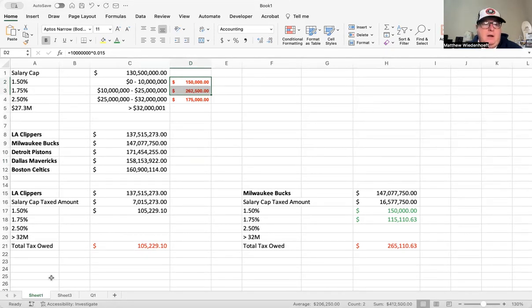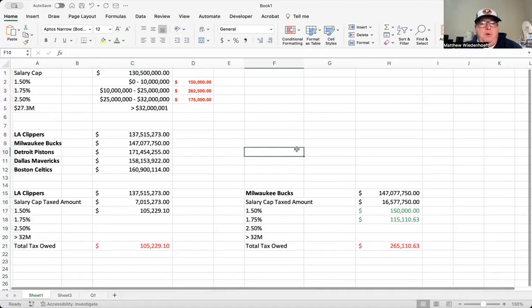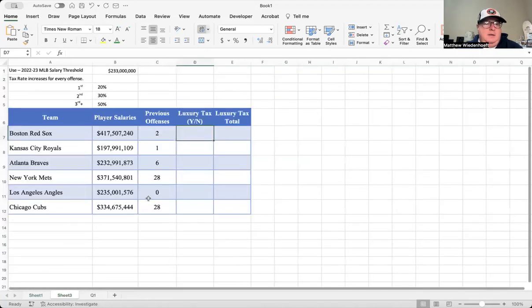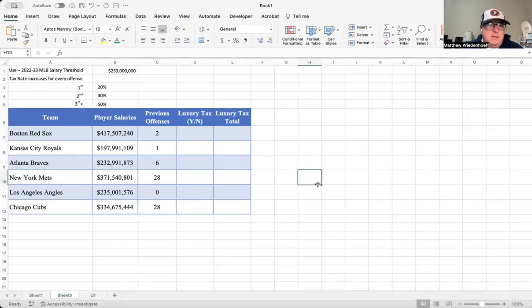Okay. All right. Now moving on to the Major League Baseball luxury tax. So using their cap space, their cap's a flat tax. It's a lot different. It's not a progressive tax.